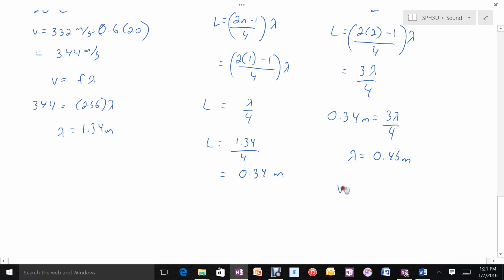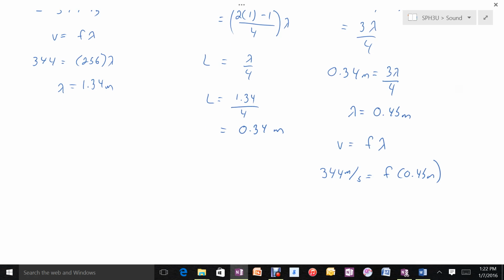Using the universal wave equation, again, the speed of sound in air won't depend on which mode we're in, so we'll just keep that at 344 meters per second. And I get a frequency of 768 hertz.